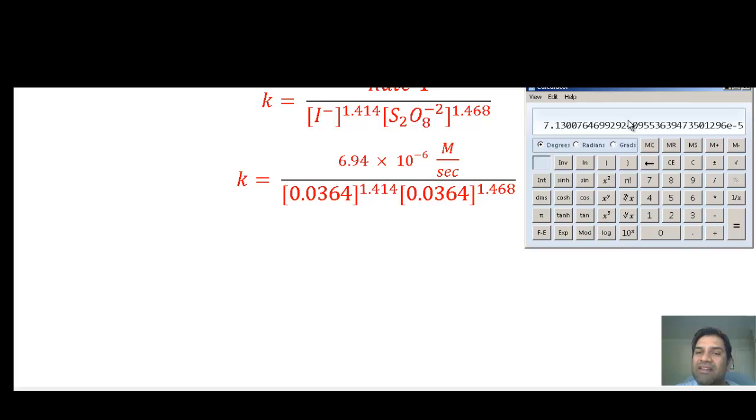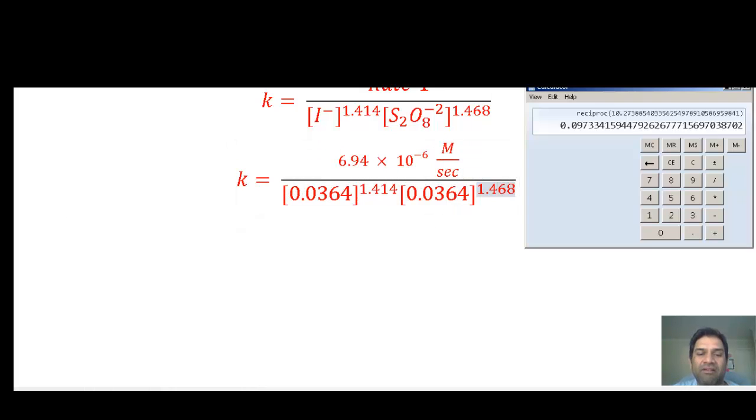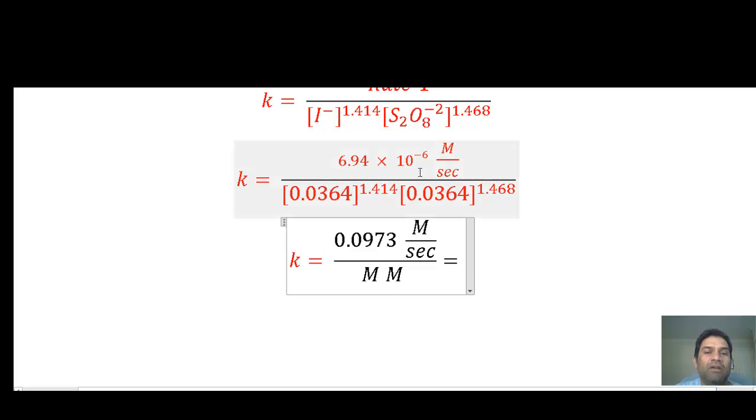And I'm going to need 6.94 times 10 to the minus 6 divided by this number. So dividing 6.94 times 10 to the minus 6 by this product here, the denominator, I'm getting a value of about 0.0973. So that's good enough. So the whole thing in the math is 0.0973.